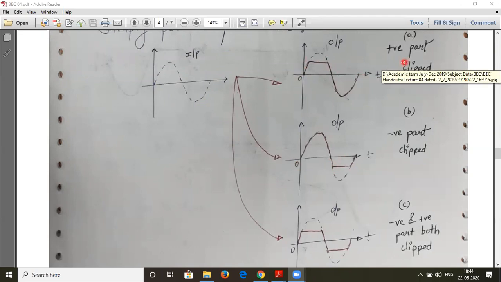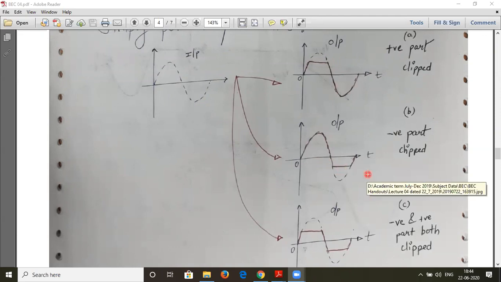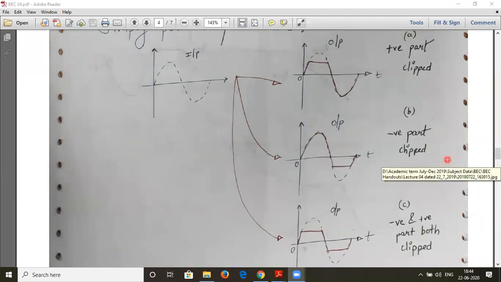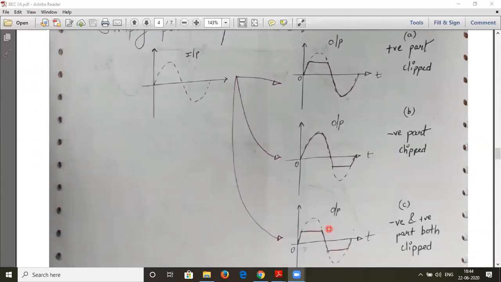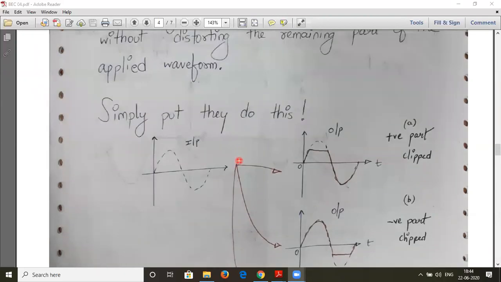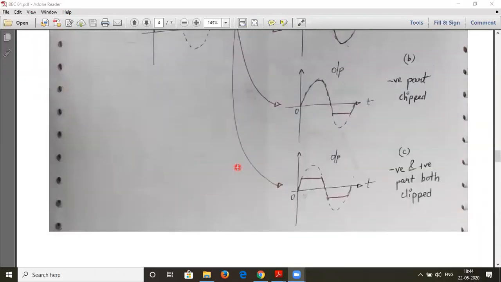The clipper circuit which clips the positive part of the input signal is called a positive clipper. The clipper circuit which clips off the negative part of the input signal is called the negative clipper, and the one which clips both the positive as well as negative part of the input signal is called the combinational clipper. So this is what a clipper will do. They will simply clip off either the positive, negative, or both positive and negative parts of the input waveform.